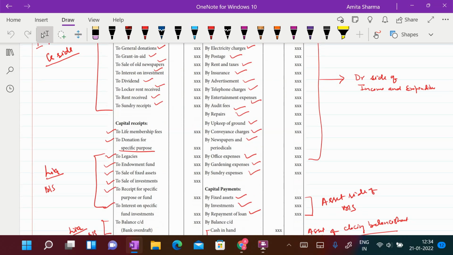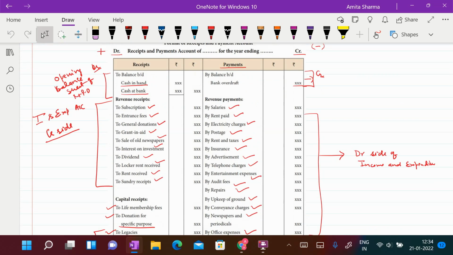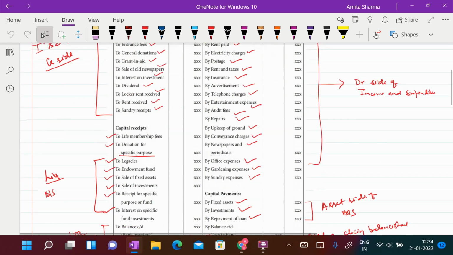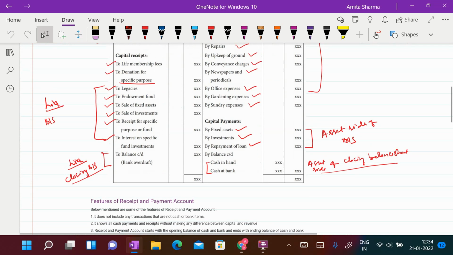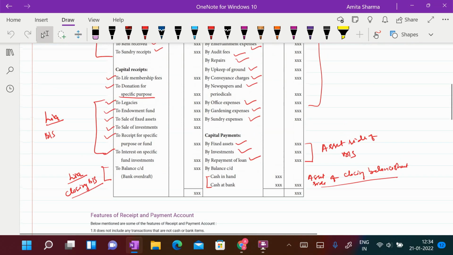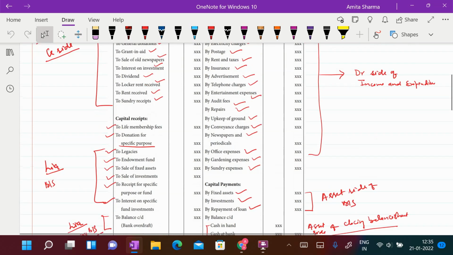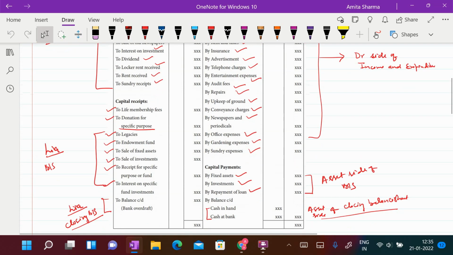Opening balances of cash and bank will be taken on the opening balance sheet, and bank overdraft will be taken on the liability side of the opening balance sheet. The closing balance on the credit side of the receipts and payment account will be taken on the asset side of the closing balance sheet, and overdraft as a closing balance will be taken on the liability side of the closing balance sheet. So you all have to memorize this format like this.